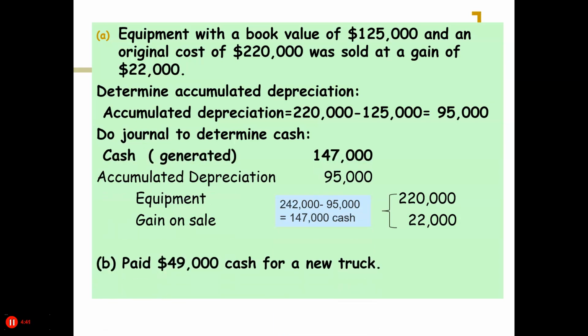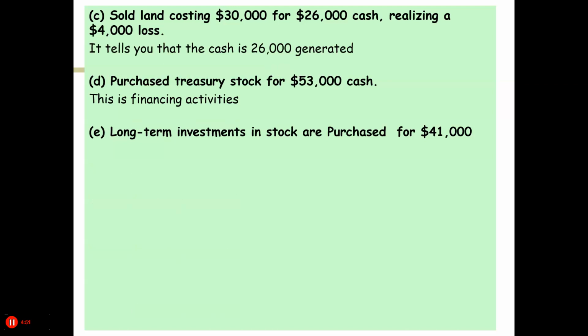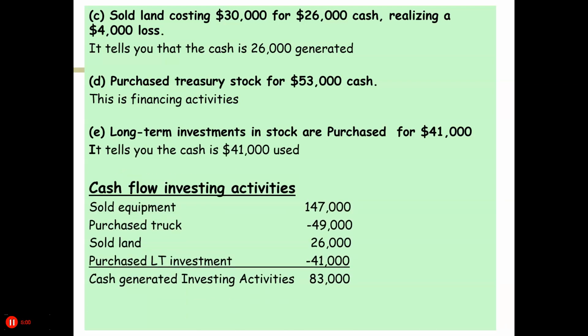We know we paid $49,000 for the truck, so that's going to reduce. We used it. Sold land, they told us how much cash we got. So that's going to generate it. We purchased treasury stock. We don't care because that's a financing activity. And we had long-term stock we purchased that would use cash. So this is what your cash flow statement would look like from investing activities.